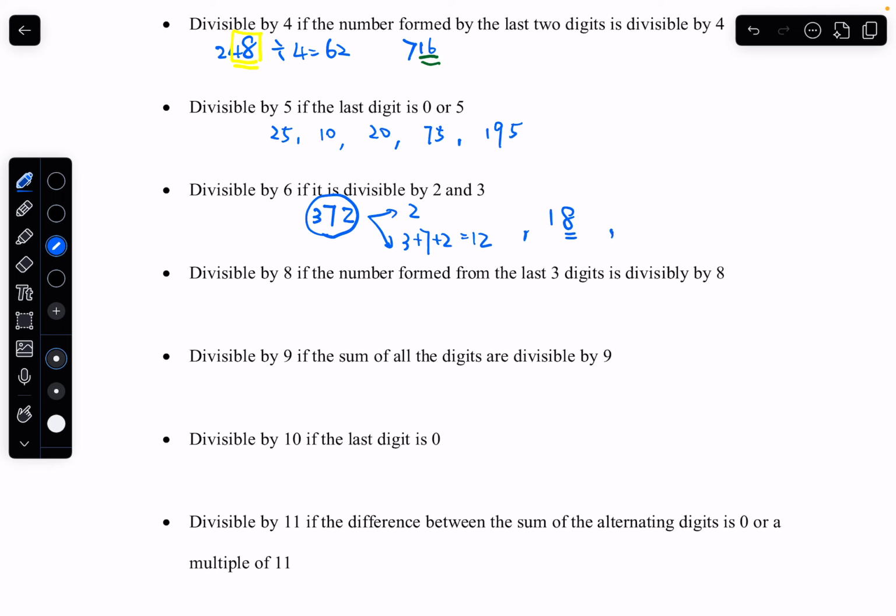One more example: 1 1 2 2. I make the last digit 2, so it can be divisible by 2. So 1122 can be divisible by 2. And 2 plus 2 plus 1 plus 1 is 6. 6 can be divisible by 3. Therefore, this number can be divisible by 6.